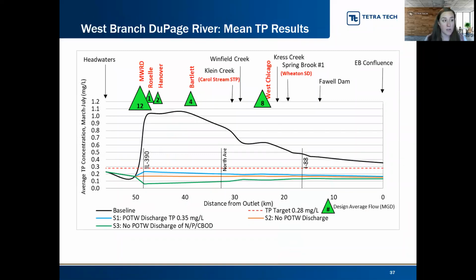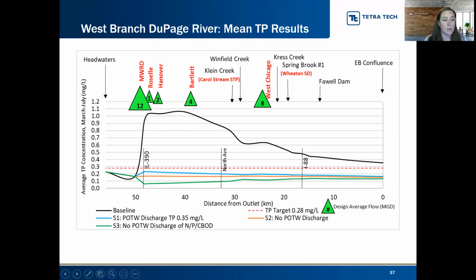Okay, so now I'm going to move on to the West Branch. These graphics should be familiar because we just saw them. Hopefully it'll help with the interpretation of them as we see even more of them as well. But I'm going to move through them relatively quickly.